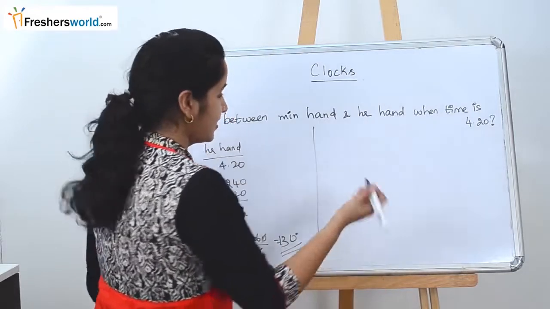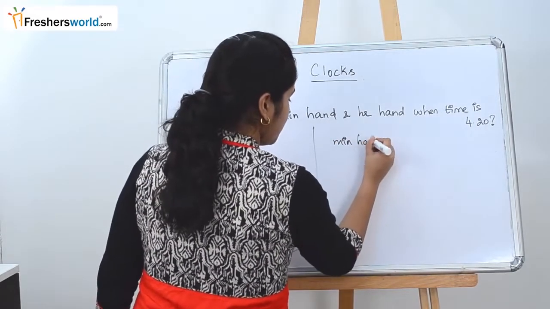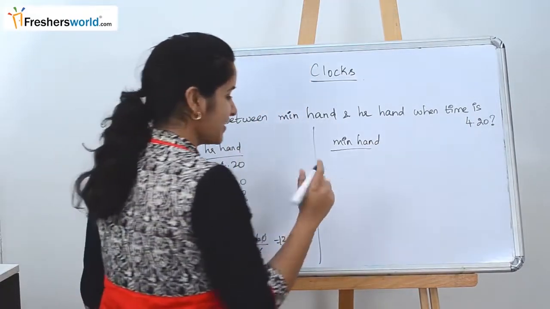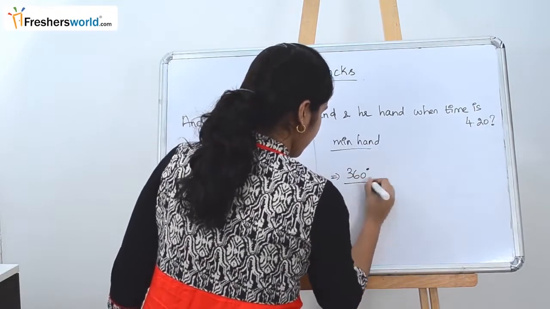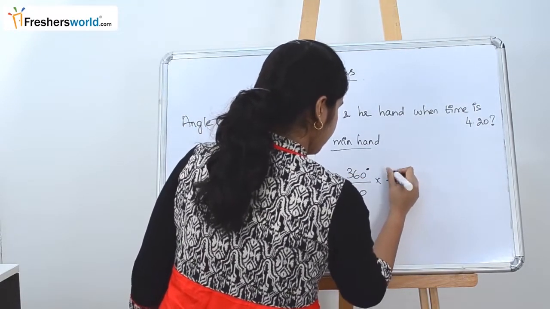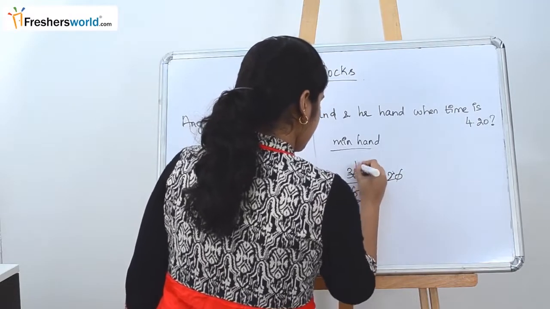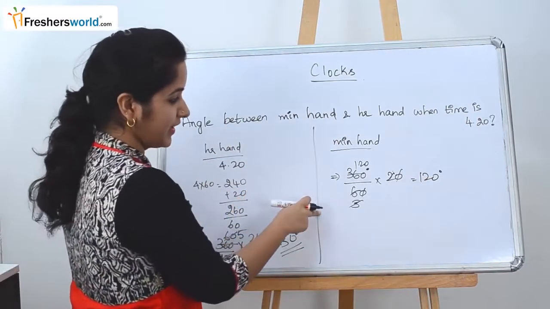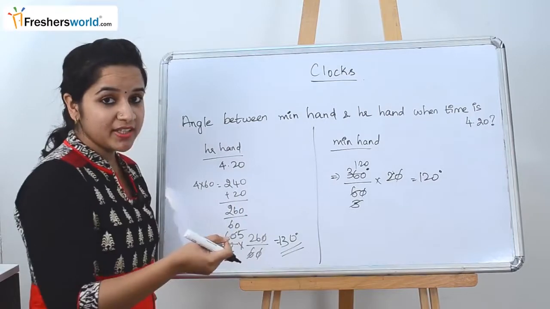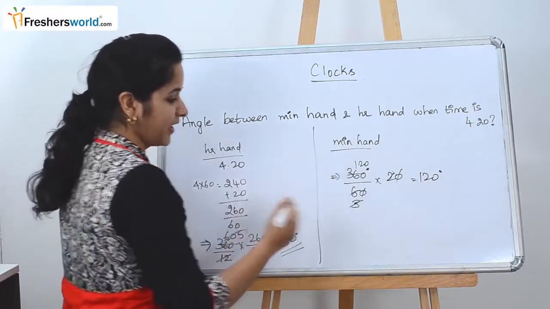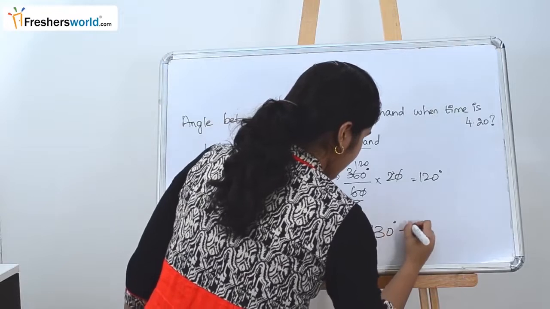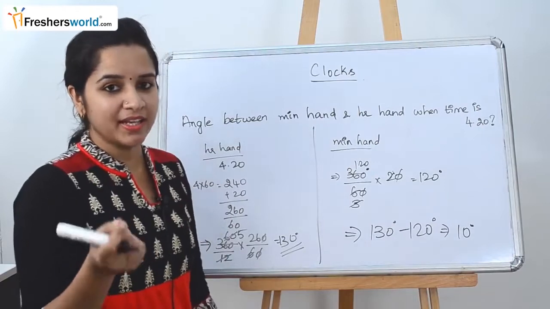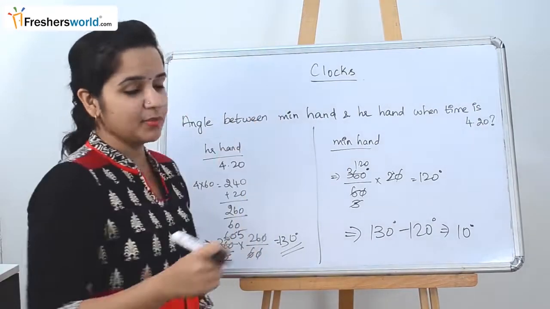In case of the minute hand, it is very easy. The minutes are 20, and we know the minute hand moves 360 degrees every 60 minutes, so 360 degrees every 60 minutes into 20 minutes, which is 120. So we know the hour hand angle and the minute hand angle, which are 130 and 120. What are they asking? The angle between the hour hand and the minute hand, which is 130 degrees minus 120 degrees, which is 10 degrees. So the hour hand and minute hand will be at an angle of 10 degrees when the time is 4:20.